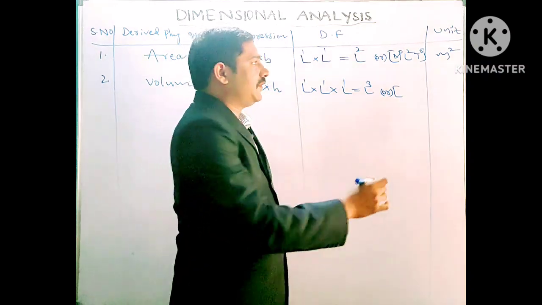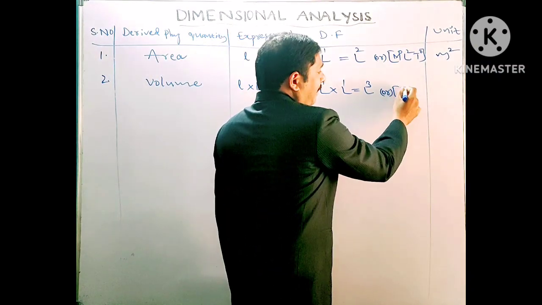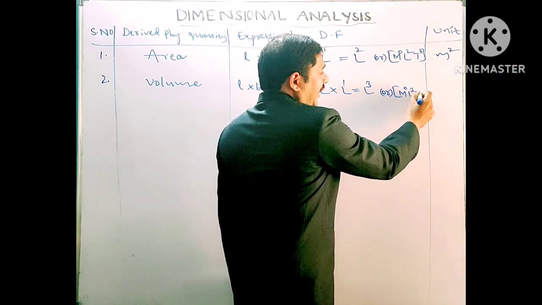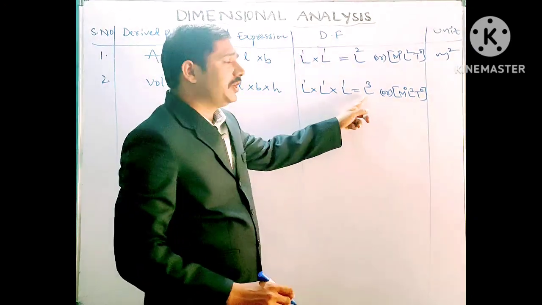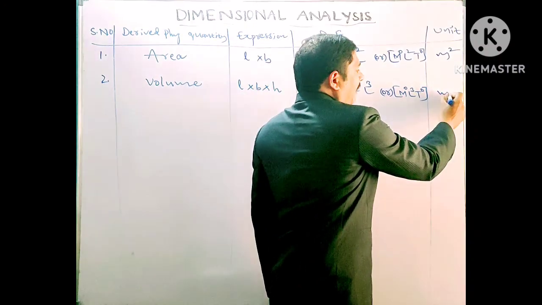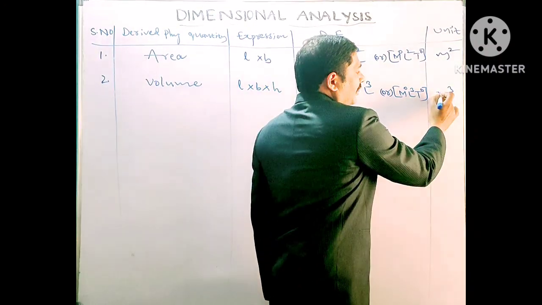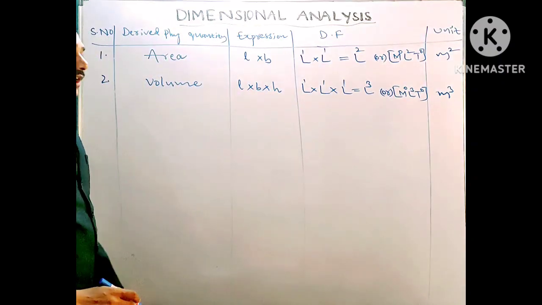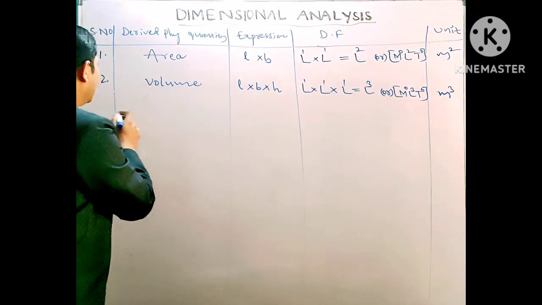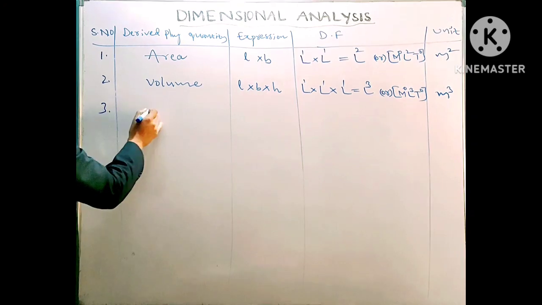In terms of three physical quantities, I am writing M power of 0, L power of 3, T power of 0. Unit: here the length unit is meter, and the power is 3. Meter cube is the unit of volume. So next one, density.